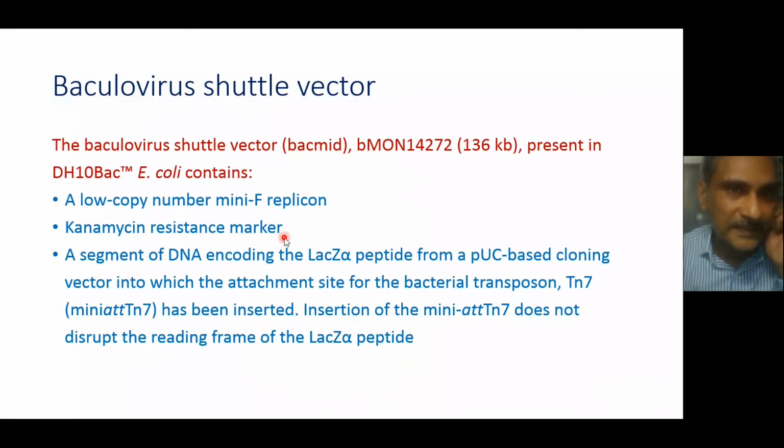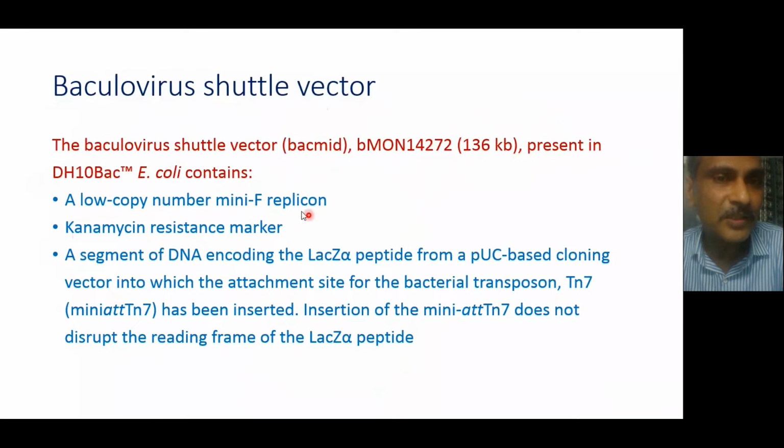These are the features of the baculovirus genome, that is the bacmid. We call it bacmid. It's a large plasmid, and since it has the entire genome of baculovirus, it is called a bacmid. The name of that bacmid is bMON14272. It is 136 kilobase long, and this particular bacmid is present in specialized E. coli cells, DH10Bac. The Bac means the bacmid here. So what are the features of the bacmid? It's a low copy number plasmid having a mini-F replicon. Because it's a large size, we don't want many copies of it, so it's a low copy number bacmid.